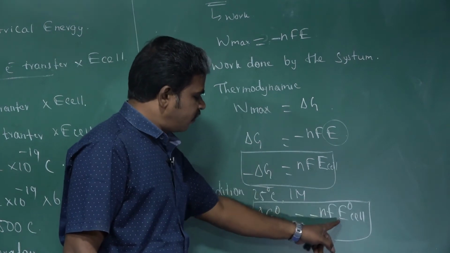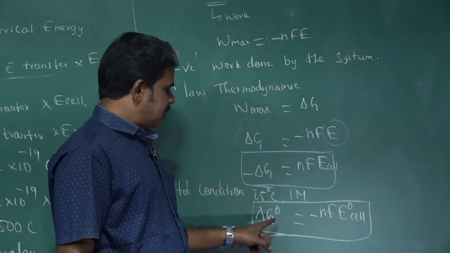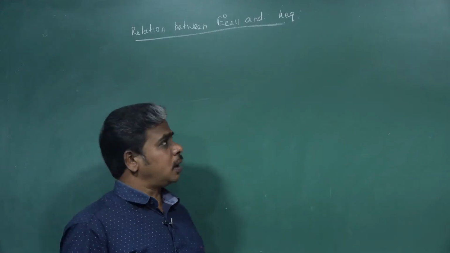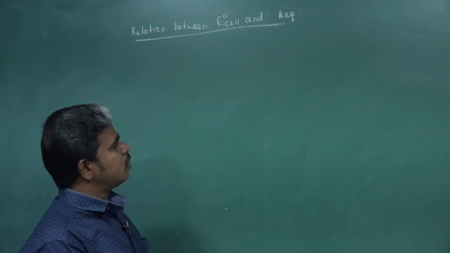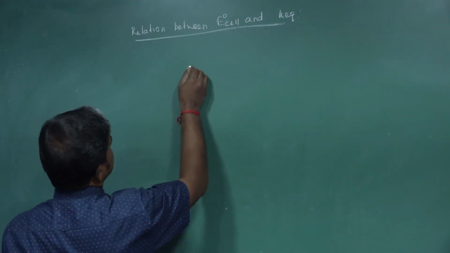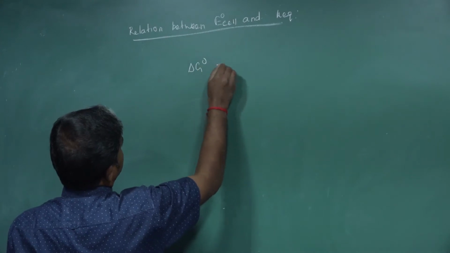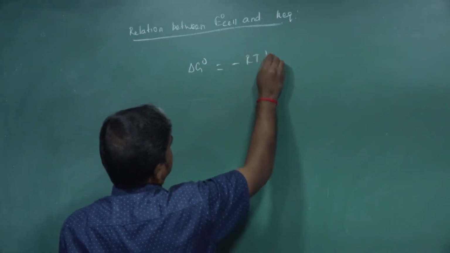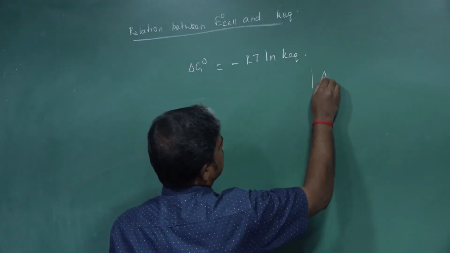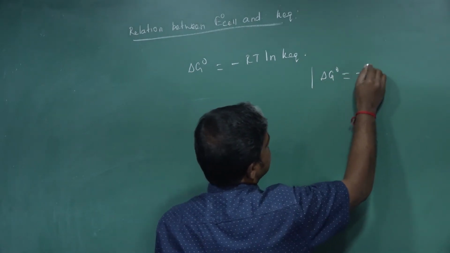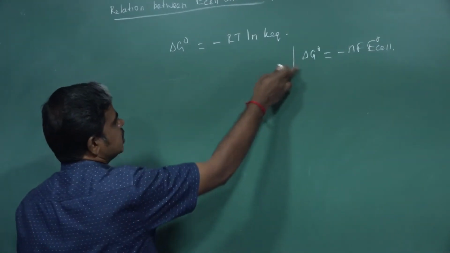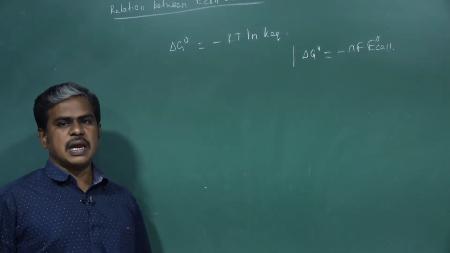So here, if the EMF of a cell is positive, then the delta G is negative, and the cell is spontaneous. Now we are taking the relation between the EMF of a cell and the equilibrium constant. According to thermodynamics, delta G naught is equal to minus RT ln K, that is the equilibrium constant. You know that delta G naught is equal to minus nF E naught cell.